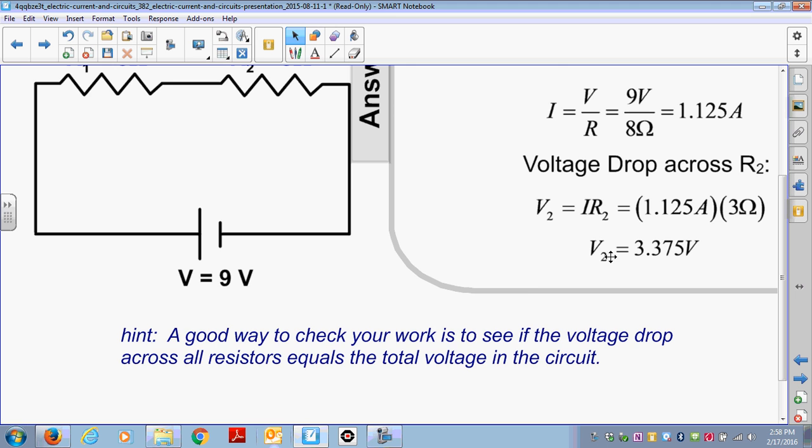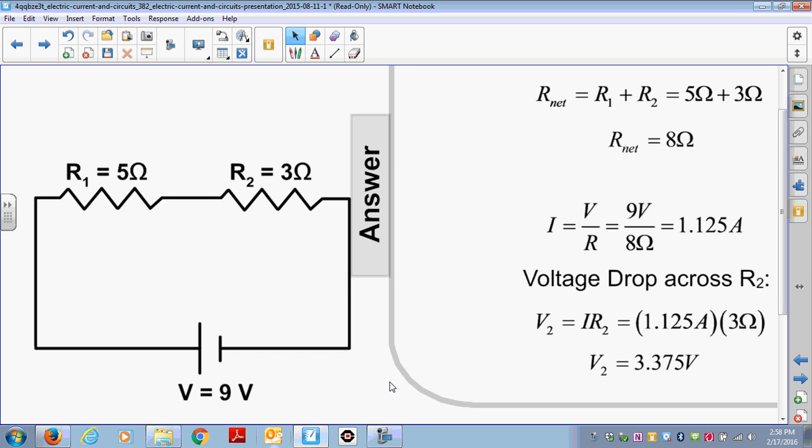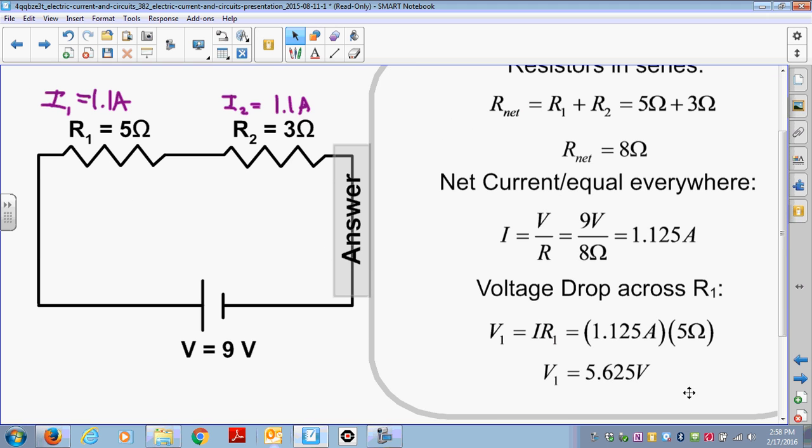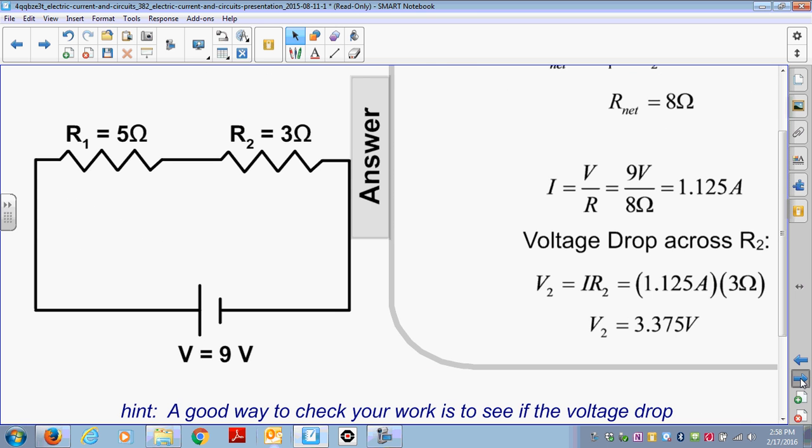A good way to check and make sure your work is correct is by taking the voltage drops and making sure they add up to give you 9. So in this one we have 3.4. Here we have 5.6. So if you add them together, do you get 9? A little bit, yes.